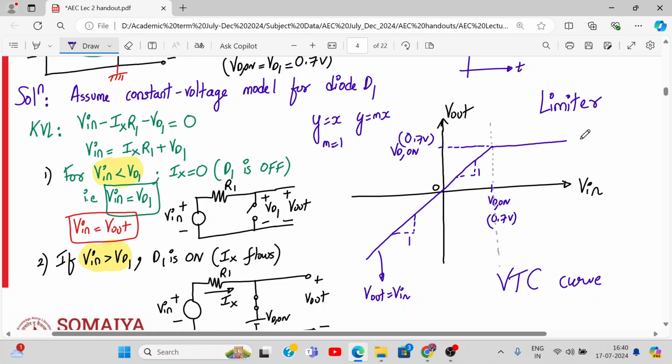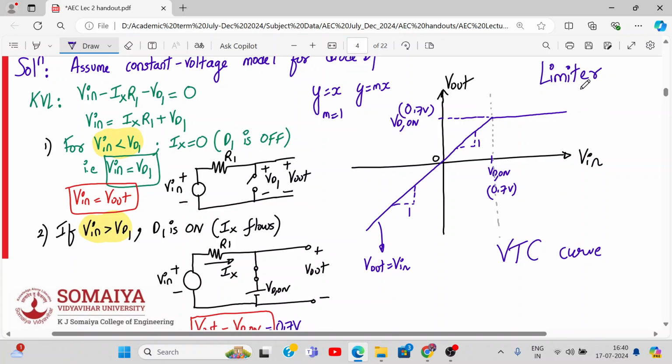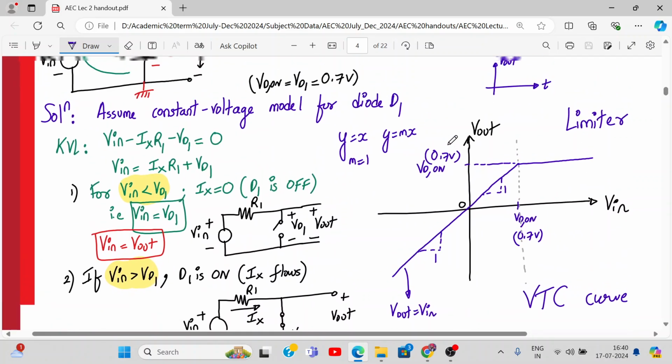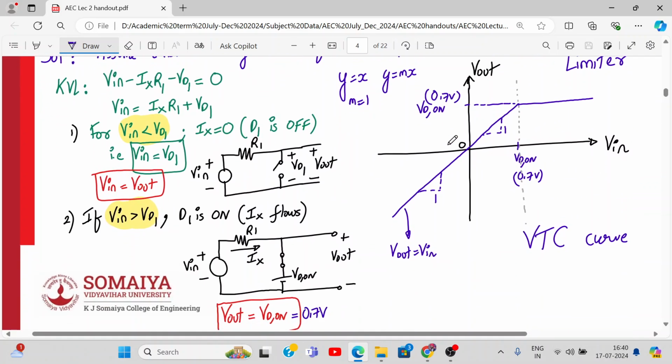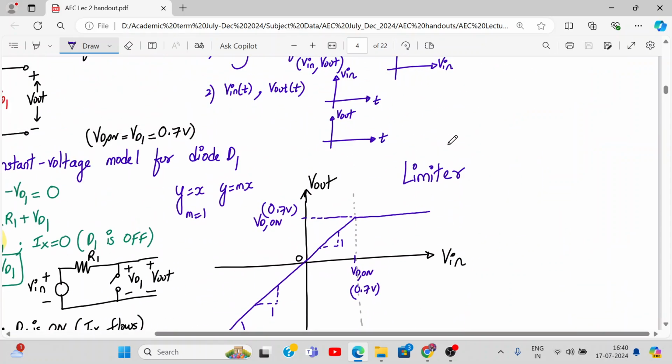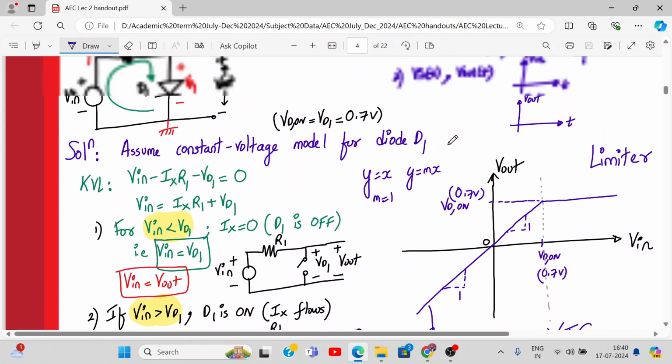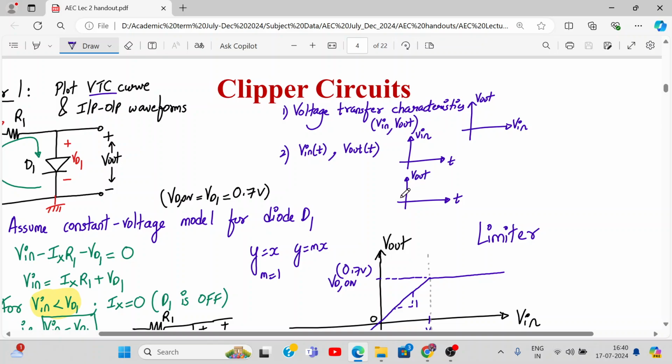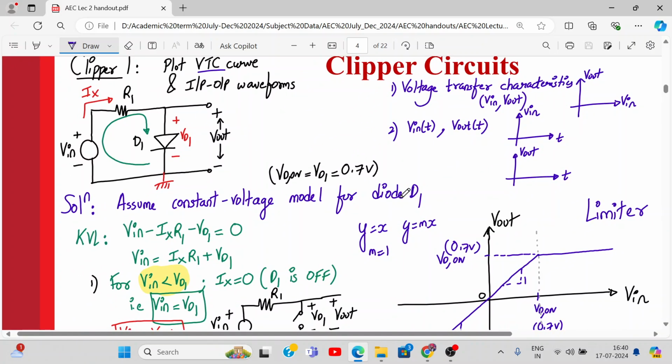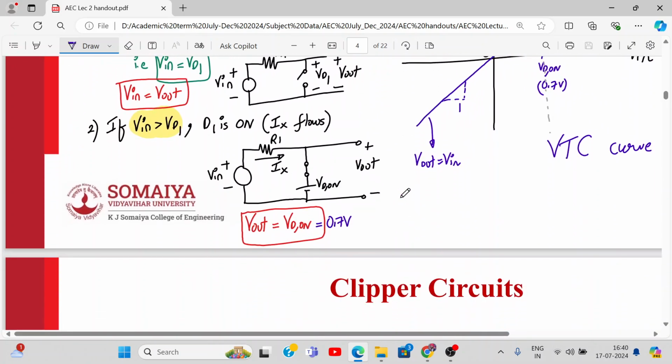Okay. Now we will draw. This was the VTC curve. Any other students have any doubt in this? Hello students. Any doubt over here? Okay, this was the VTC curve. Now we will plot V in versus time and V out versus time. Okay, so I'll go to a new page. I'll be plotting input output characteristics. For the first circuit, I'm going pretty slow.